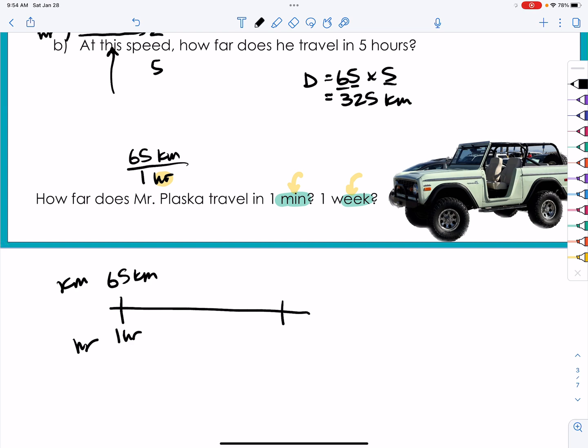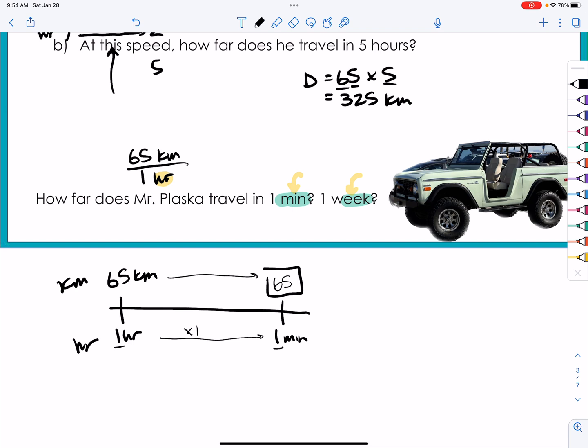And the question is asking, how far would I travel in 1 minute? So that's a question mark of distance for 1 minute. Well, if we just looked at these numbers and ignored the units, that seems like a 1 times 1. So I would multiply it by 1. And so in 1 minute, I would travel 65 kilometers.